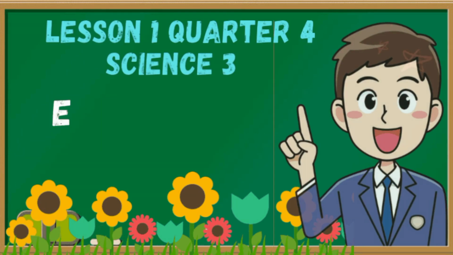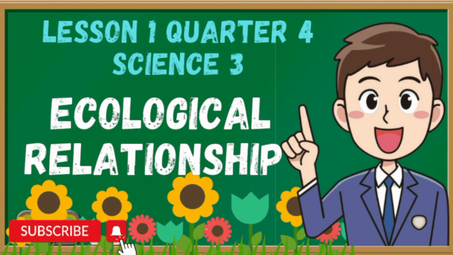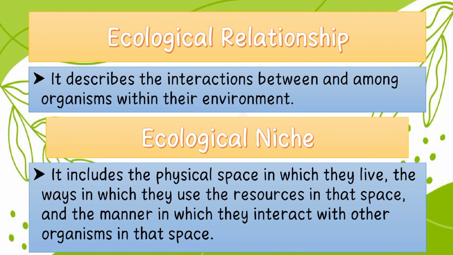Today you are going to learn the ecological relationships. What is ecological relationships? It describes the interactions between and among organisms within their environment. What is ecological niche? It includes the physical space in which they live, the ways in which they use the resources in that space, and the manner in which they interact with other organisms in that space.